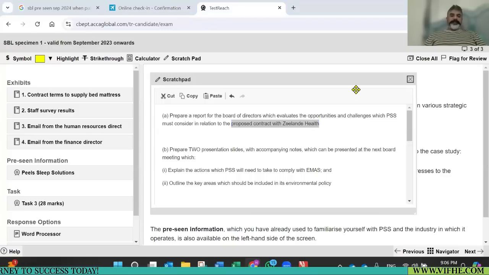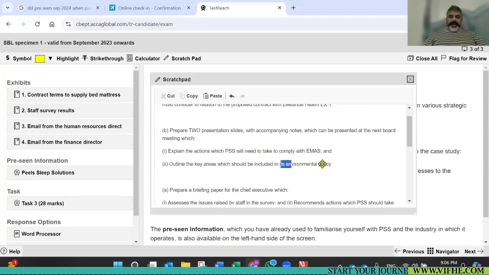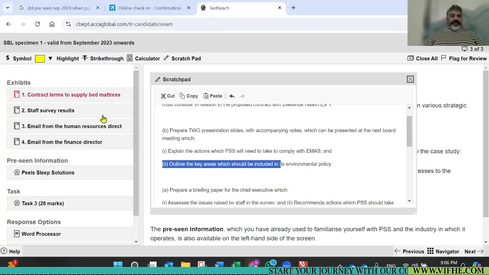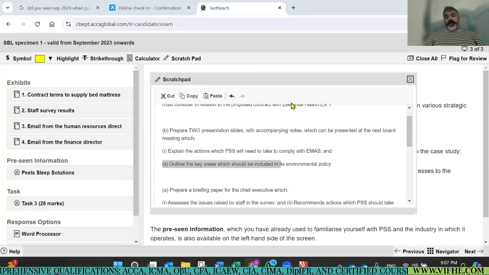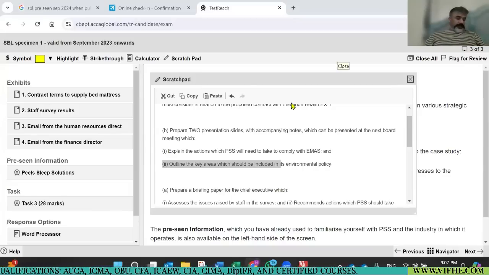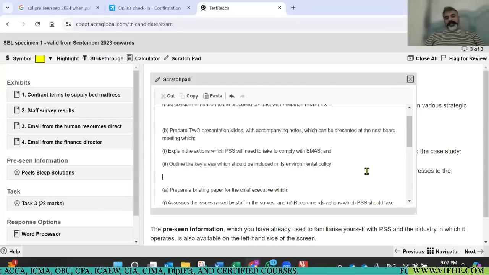Exhibit 1. So I will write here exhibit 1 just for my notes. Which one? So the second 1B is about environmental policy and EMAS. Do you see any exhibit on environmental policy and EMAS? One is mattress, staff survey, human resource. This is the talent management, and this is the control weakness. So any exhibit on environmental policy? So there's no exhibit. Give me a straight answer, yes or no? No exhibit. So I will leave this.